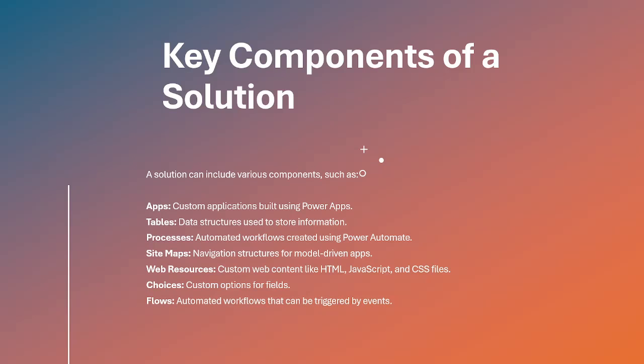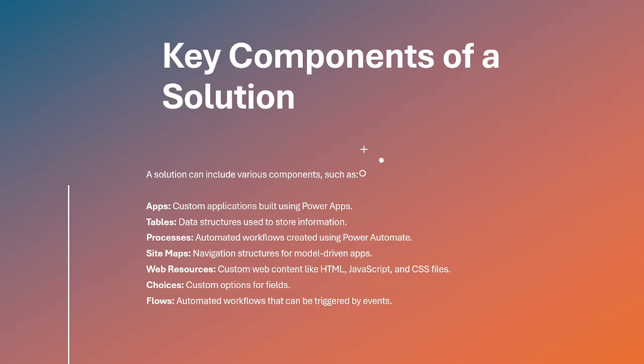Key components of a solution are apps, tables, processes, sitemaps, web resources, choices, and flows. One important component of the solution is apps. Custom applications built using the Power Apps. What are the tables? Data structures used to store information. Processes, automated workflows created using Power Automate or Power Automate Desktop.